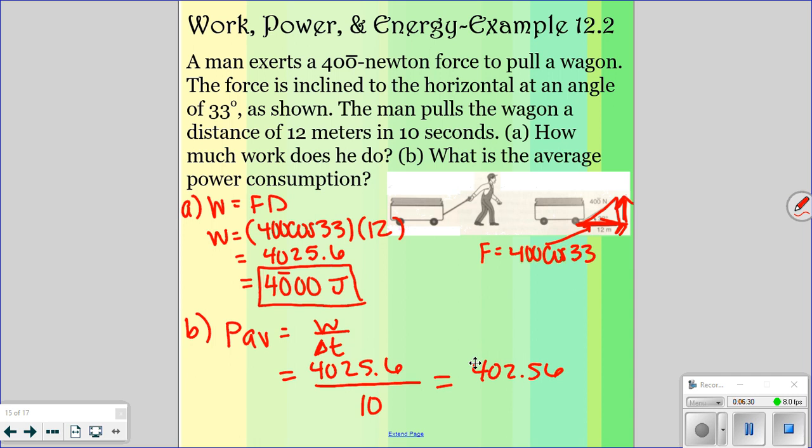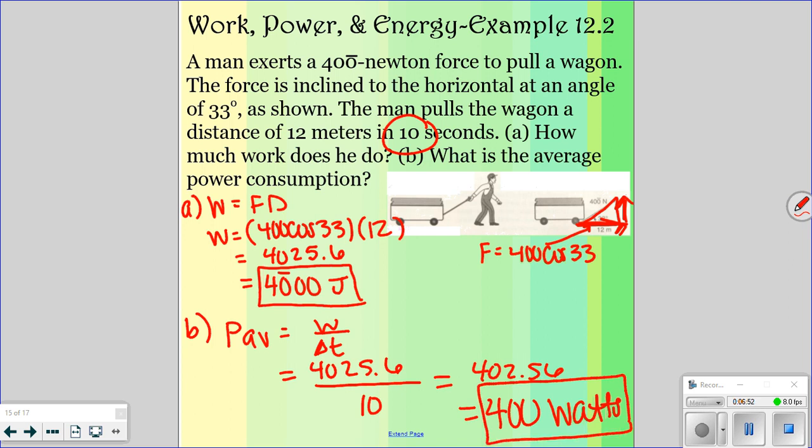402.56, and we only have 1 significant figure here, because 10 is only 1 sig fig. So if we do 1 sig fig, we would have 400, and then your units on power are watts. So 400 watts would be your answer there.